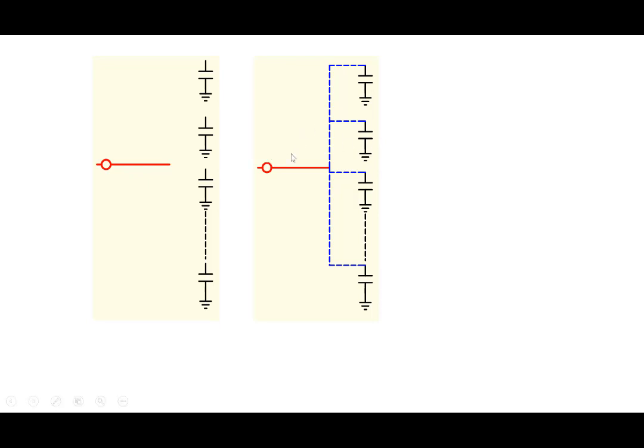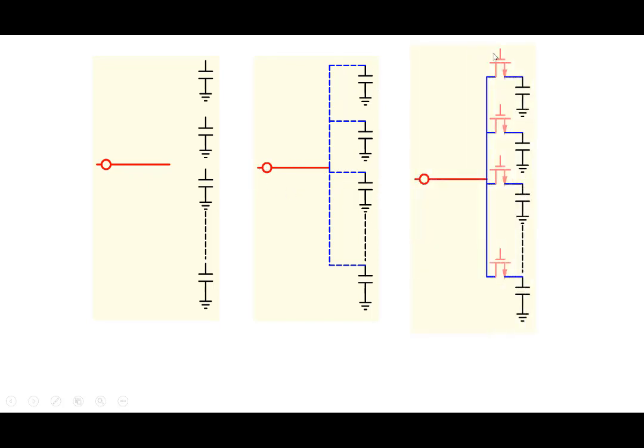If you're trying to access all these capacitors through one particular pin, what we do is put these transistors in as switches. Now what we can do is the following. If you want to access a particular capacitor here, you turn this transistor on.